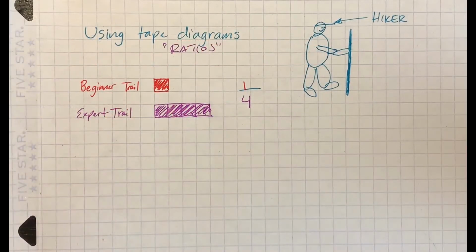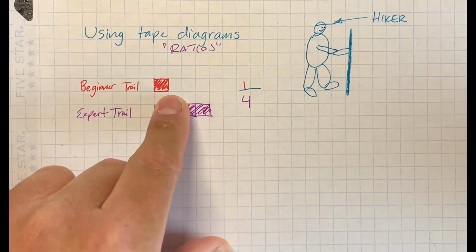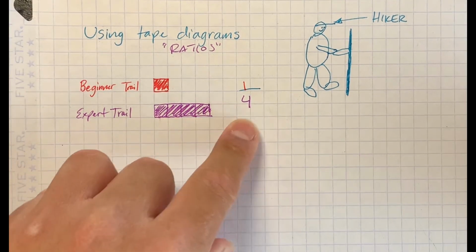All right, let's do a quick introduction with the tape diagrams and how we use them with ratios. So imagine that you're a hiker, and you see a beginner trail and you see an expert trail. What can you determine from this tape diagram by looking at it? So we do have 1 box for the beginner trail and 4 boxes for the expert trail.